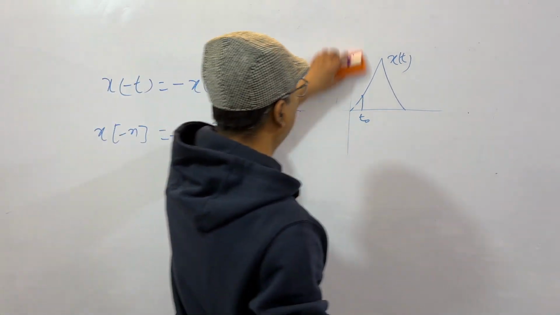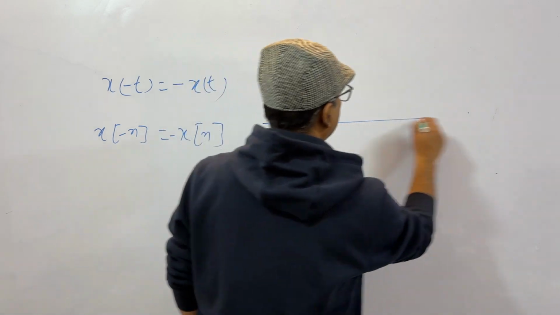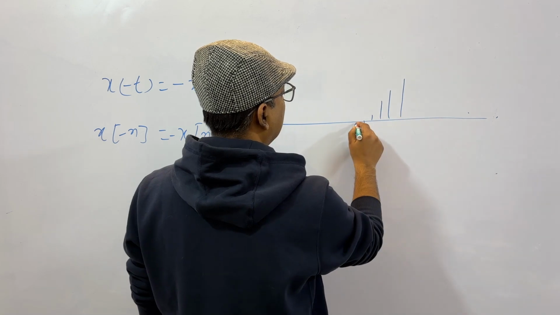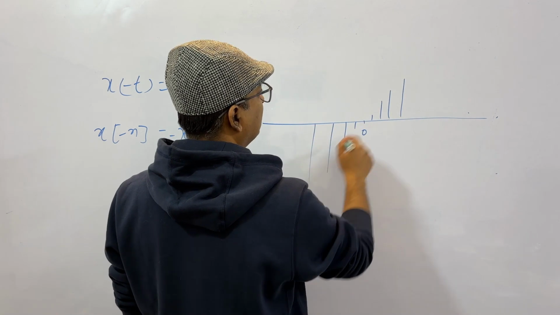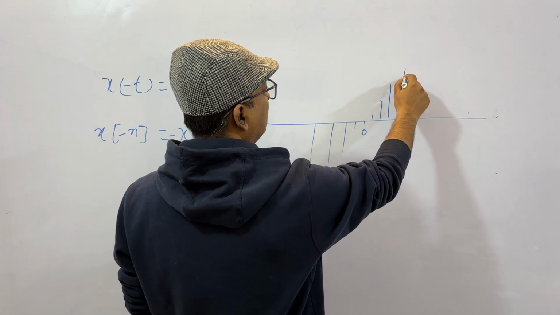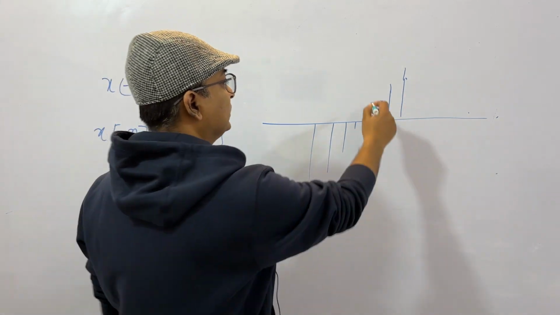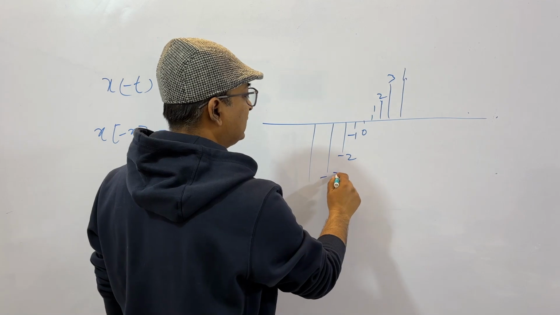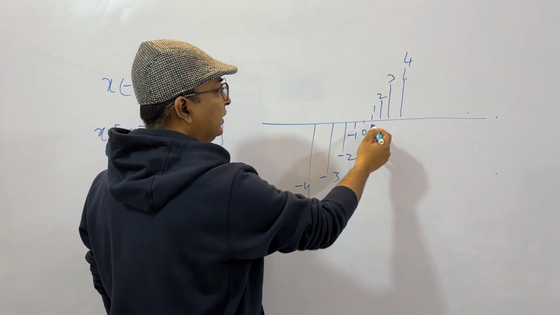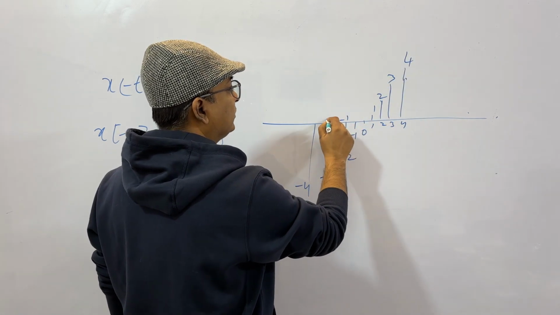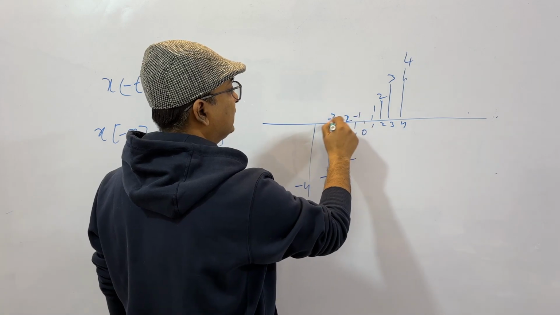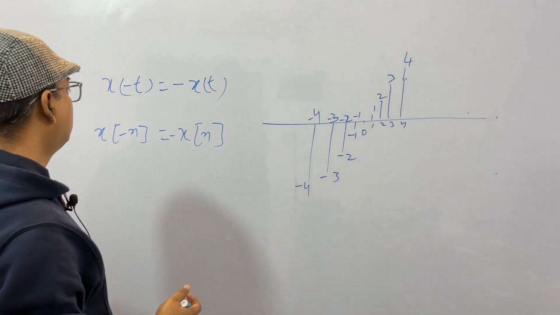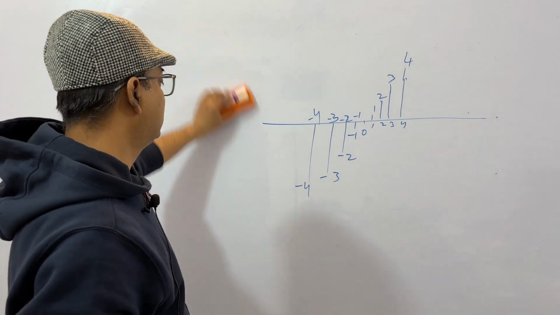Okay, and similarly for discrete signal, let's say this is the 0 point, and if we have this signal, then here we have like this. Maybe not, this is not to scale, you just understand these are the same. If this is 1, this is minus 1. If this is 2, this is minus 2. If this is 3, this is minus 3. If this is 4, this is minus 4. This is an odd signal. Clear? We'll use it when we analyze signals.